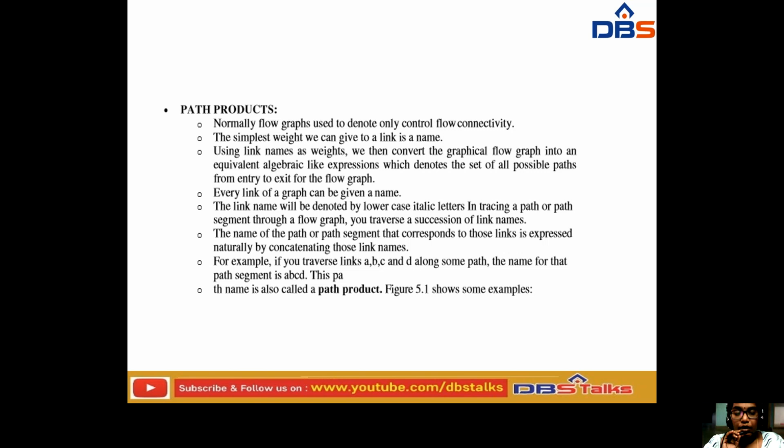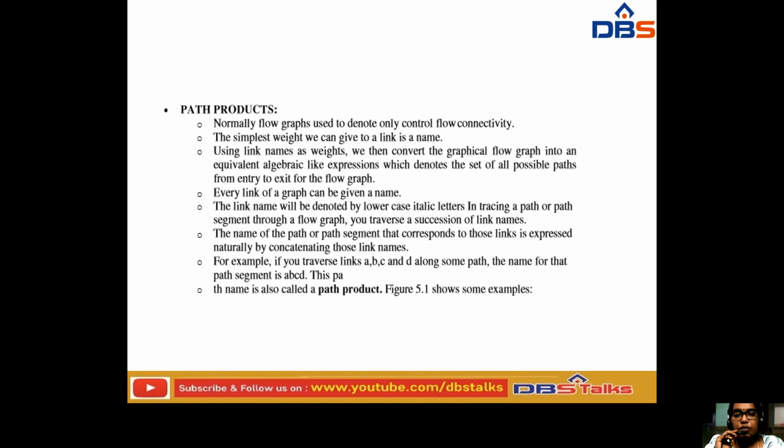For example, if we are traversing the links A, B, C, D along some path, the name for that path segment is ABCD. That is, we are finding the path product. So this name is also called a path product.